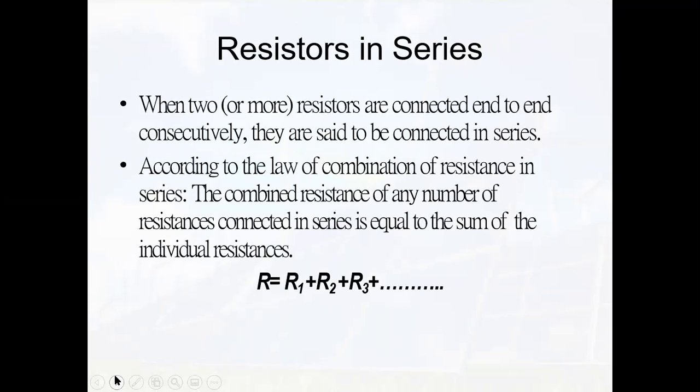According to the law of combination of resistance, in a series, the combined resistance of any number of resistances connected in series is equal to the sum of the individual resistances. See, suppose this R is a combined resistance, so this R is equal to the sum of all the individual resistances.